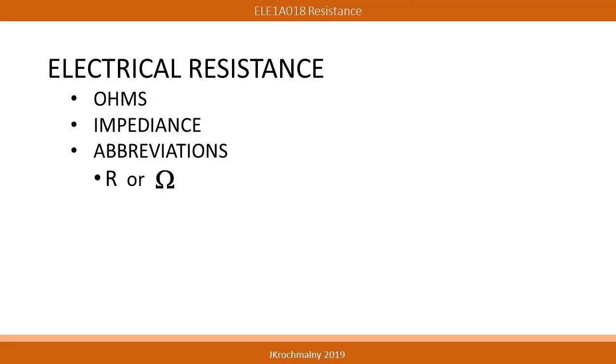The electrical term used for resistance is called the ohm. It may also be referred to as impedance. A common abbreviation for resistance in ohms is either the letter R or the Greek alphabet letter omega.